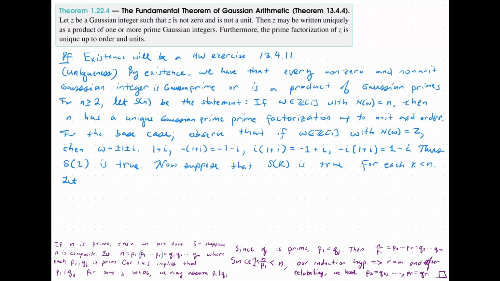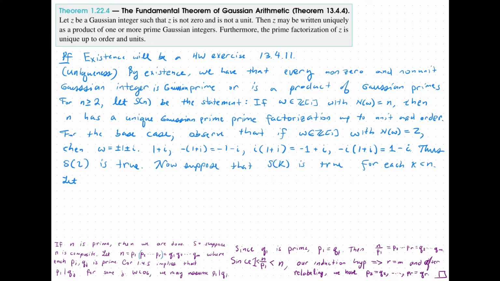I had some trouble with my shared screen, so let me go ahead and recap just in case it didn't refresh. So we're assuming now that S of k is true for each k less than n. And now what we want to take is a W in the Gaussian integers whose norm is exactly equal to n. But there's a couple of things that we need to take into account.